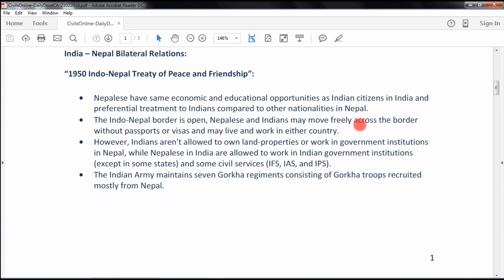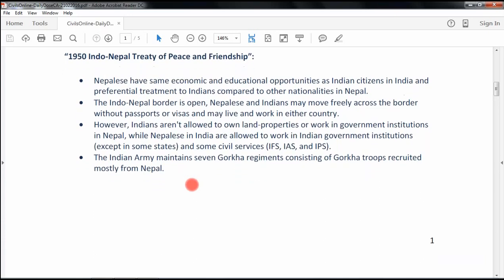Nepalis and Indians may move freely across the border without passports or visas and may live and work in either country. However, there are some restrictions on Indians in Nepal in terms of work and owning property, just to avoid any disadvantage to Nepalese people. So Indians aren't allowed to own land properties or work in government institutions in Nepal, but Nepalis contribute to India by working in Indian government institutions, except in some states, and some civil services like IFS, IAS, and IPS strictly ask for Indian nationality to be eligible. The Indian Army maintains 7 Gorkha regiments consisting of Gorkha troops recruited mainly from Nepal. So this is the 1950 Indo-Nepal Treaty of Peace and Friendship.